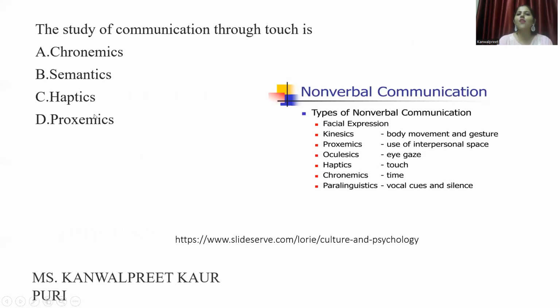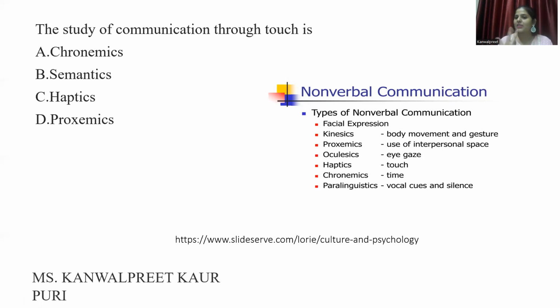Next question, the study of communication through touch is, okay, this is very important because it has been repeated various times. Okay, and all these questions are from the 2020 and 2021 papers. So when we talk about non-verbal communication, we have facial expressions, kinesics, body movement and gesture, proxemics, use of interpersonal space. As an example, when you are very friendly with some friends, then you don't mind getting very close to them. But suppose you are dealing with someone who is unknown to you, a stranger, or maybe someone who has come to deliver something at your place, then you need to maintain a distance.